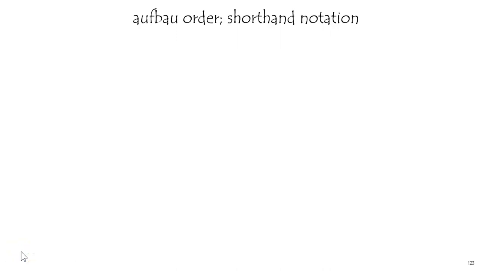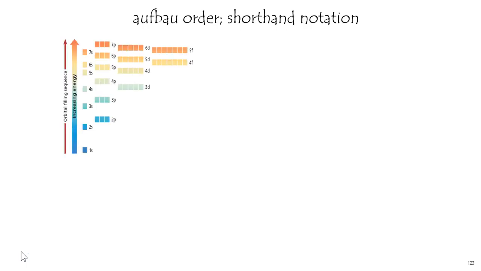This is Dr. B, and let's take another look at the Aufbau order for the electrons as they reside around the nucleus of an atom. Let's simplify things a little bit by using shorthand notation. This is a popular tool for students since it's less work. Let's begin with a quick review of the Aufbau order.